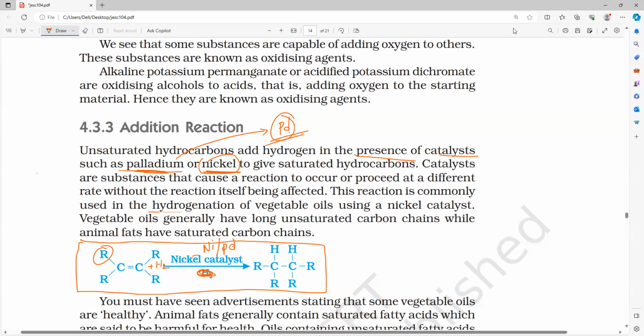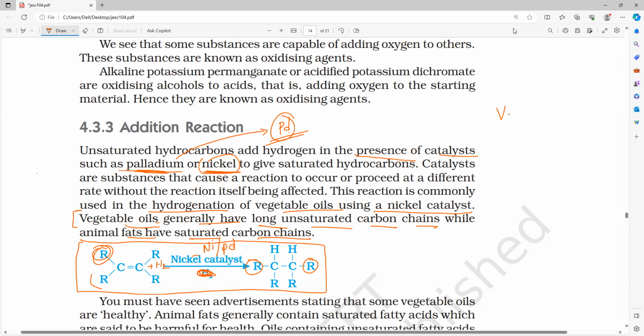So, hydrogenation of vegetable oils using nickel as a catalyst. Everybody note it, from here every word is important. Vegetable oils generally have long unsaturated carbon chains. That is what this R is indicating, continuity. While animal fats have saturated hydrocarbons, note it everybody.